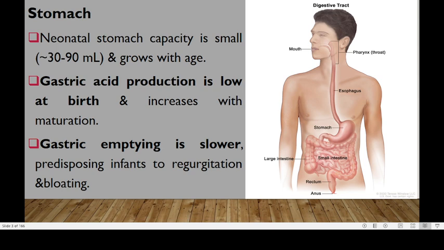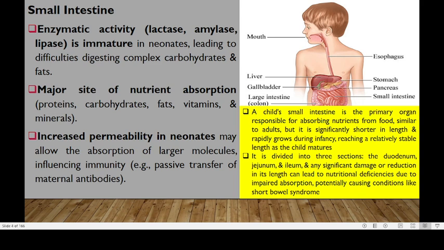Next, we have the stomach. In a newborn, you find that the capacity is usually small, so it can hold between 30 to 90 milliliters. But as the baby grows, it expands with age. Here, you find that gastric acid production is low at birth but increases over time, and this normally affects digestion. We also have slow gastric emptying, which normally predisposes infants to bloating and reflux.